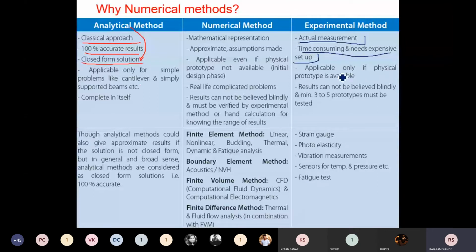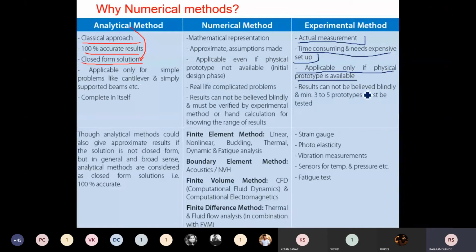And one more thing, it is applicable only if a physical prototype is available. If you have a physical model, only then can we test. Before the physical model, we cannot go for testing by the experimental method. That means first we have to develop a prototype of the product, then we go for the testing. Without a product, we cannot go for testing. Do you agree with this? This is also a limitation of the experimental method.